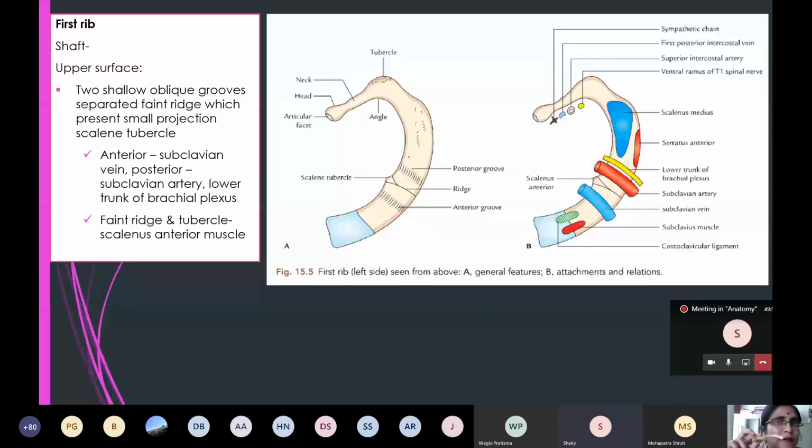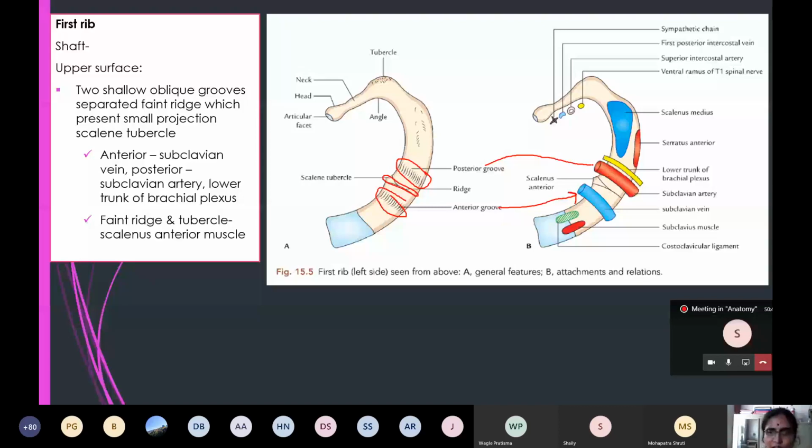Okay, now here you see in this picture, the upper surface has two shallow grooves. This is one groove, and another groove, separated by a ridge and a tubercle. In the anterior groove runs the subclavian vein. In the posterior groove runs the subclavian artery and the lower trunk of the brachial plexus.